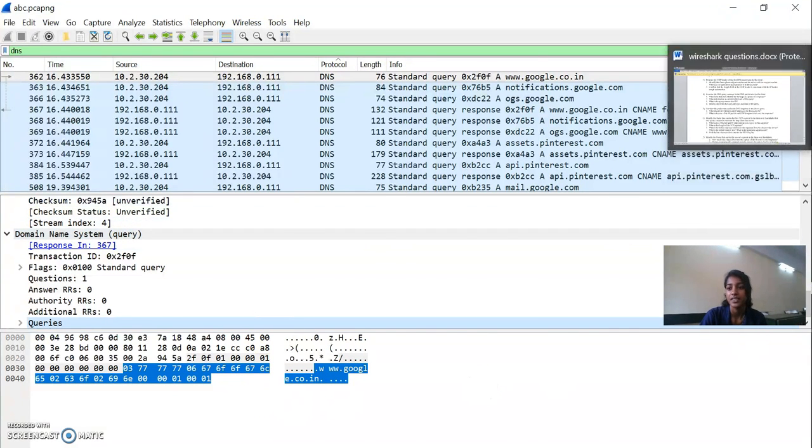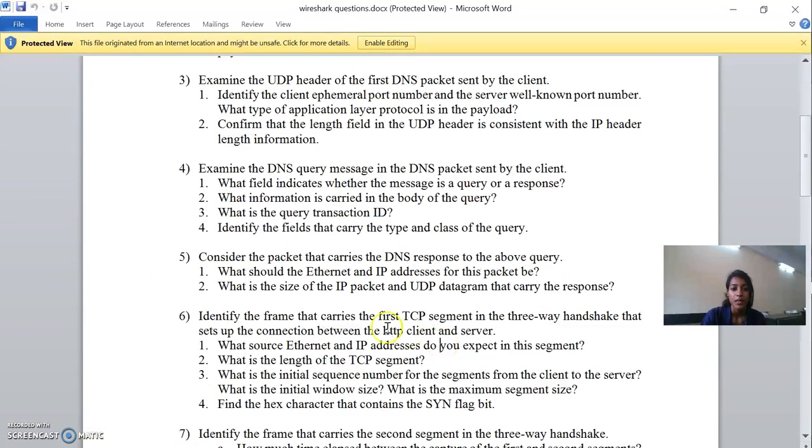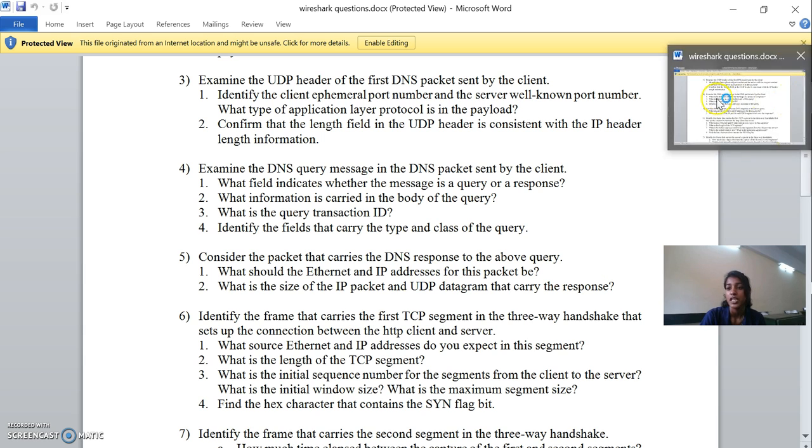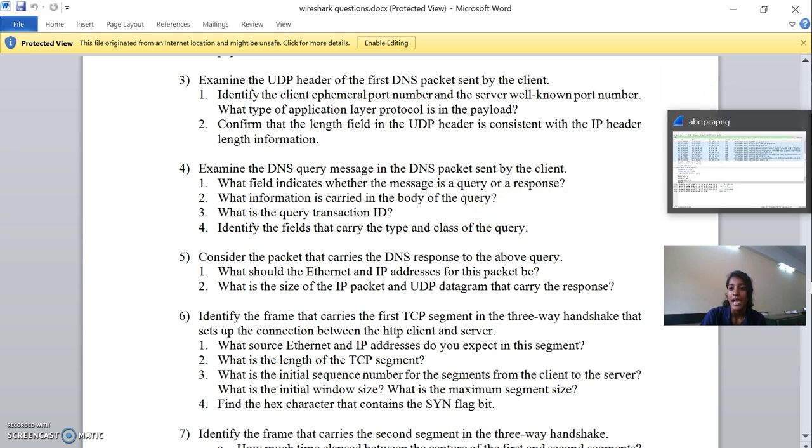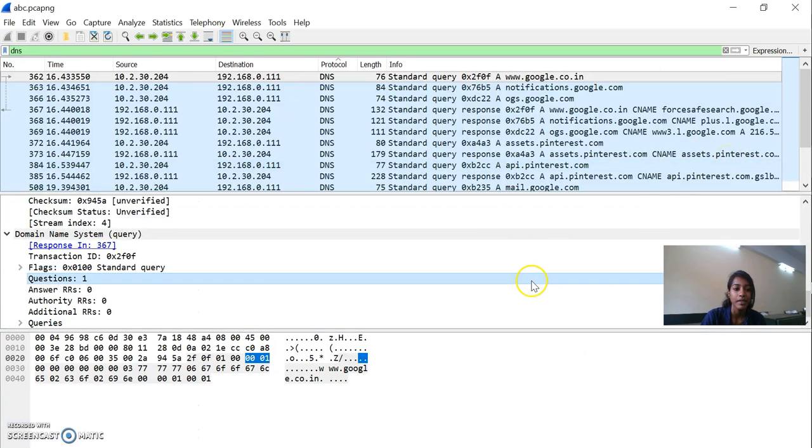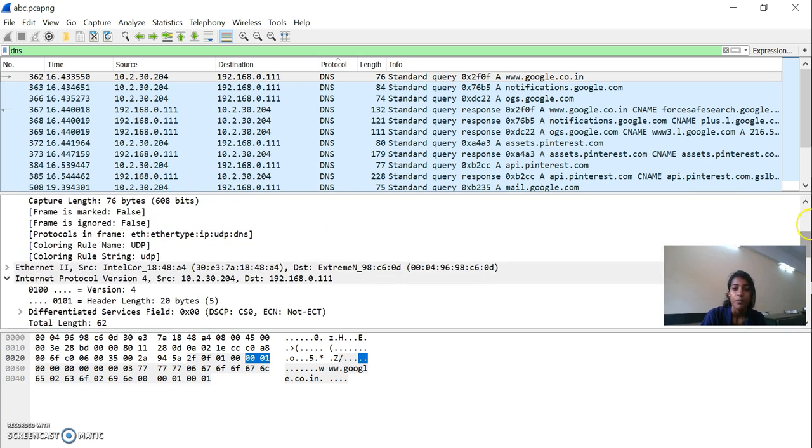So that's it about the DNS queries. Moving on to the next question. Consider the packet that carries the DNS response to the above query. What should the Ethernet and IP address for this packet be? What is the size of the IP packet and UDP datagram that carries the response? So UDP is user datagram protocol and it is faster than TCP, and as you can see here, we have answered all the questions. Moving on to the next question.